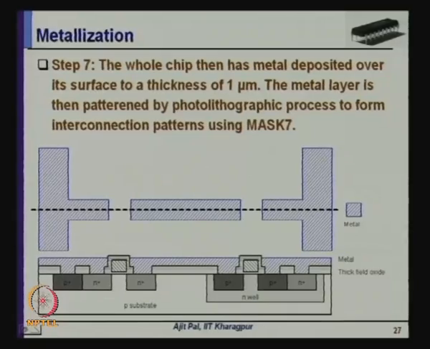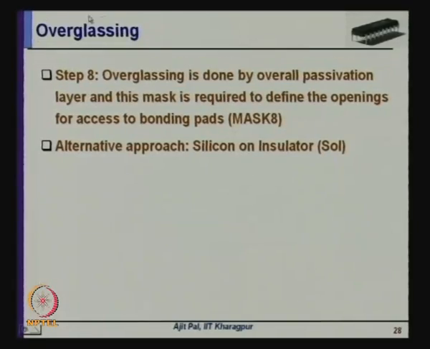So, for that purpose you have to again make holes at the appropriate places, not only for taking interconnection, but also for the purpose of testing. So, to test different parts of the circuit you have to make contacts at different points within the chip. So, that is done in this step, this overglassing step.